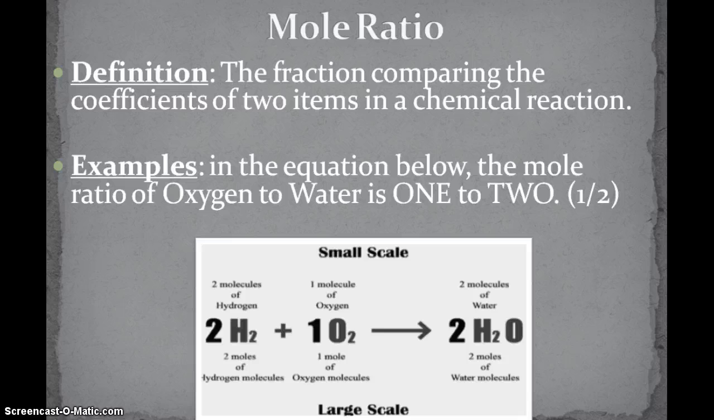The mole ratio. A mole ratio is the fraction comparing the coefficients of two items in a chemical reaction. As a reminder, the coefficients are the big numbers in front of the elements or compounds. Example, in the equation below, the mole ratio of oxygen to water is 1 to 2. So we simply take the first coefficient and put it on the top of the fraction, and the second coefficient on the bottom of the fraction. That's a mole ratio.